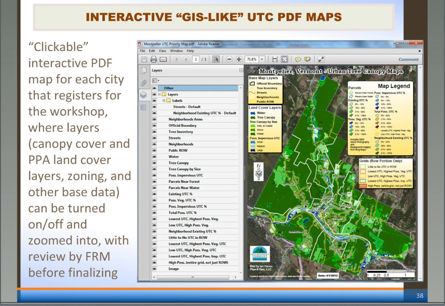So we have a column over here. It's probably very hard to see, but it says low UTC and high possible vegetation. So those are areas where it's, again, your best opportunities. So you could put a street tree inventory in here, all types of information, neighborhood boundaries, and so forth. So this is one example.